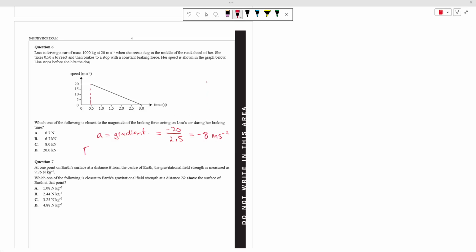Alright, now the force is mass times acceleration, or 1000 times 8, which is 8000, which matches 8 kilonewtons there. So question 6 is option C.